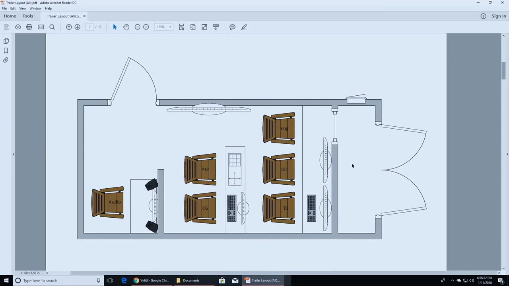So here it is. You can start to see a little bit of the evolution of the final design in this, but obviously that's not where I ended up.